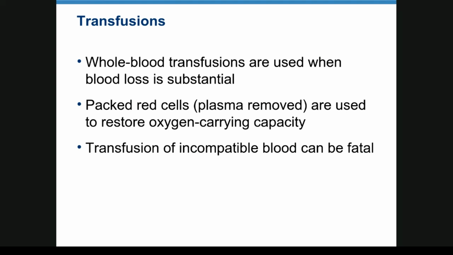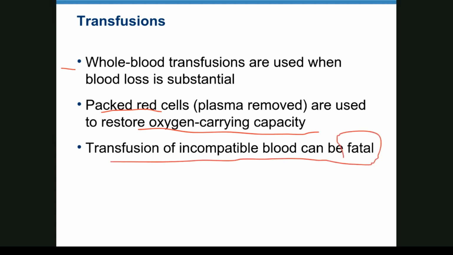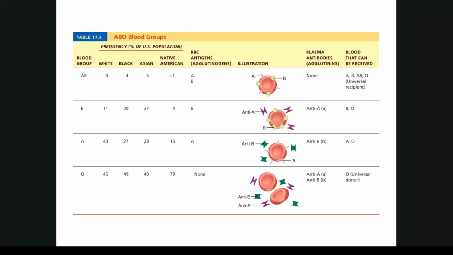Okay, transfusions. Blood transfusions are used when you have substantial blood loss. You can give packed red cells, not the plasma, if you just need red cells for oxygen carrying capacity. Now, transfusion with incompatible blood can be fatal. We'll look at a little bit. We're not talking about Rh factors yet. We're just looking at the antigens. And if you notice, type AB blood is very rare, and there's a racial difference. Like type O blood, 79% of Native Americans have type O blood.